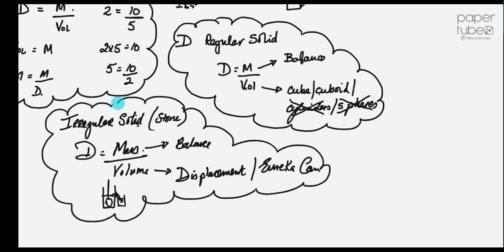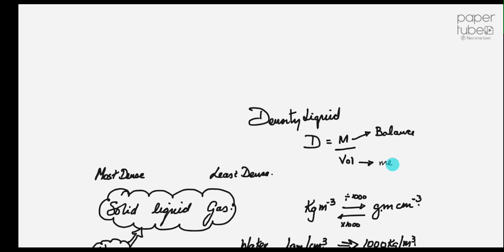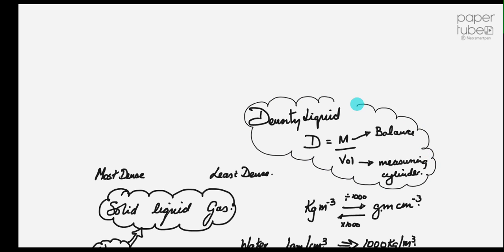Now we're going to find the density of a liquid. The problem with a liquid is that it always occupies the shape into which it is placed. So if we look at density equals mass over volume again, with the mass we're back to a balance, and the volume is usually a measuring cylinder for a liquid. The thing that you have to watch here is finding the mass of the liquid. You may have to subtract the mass of the measuring cylinder.